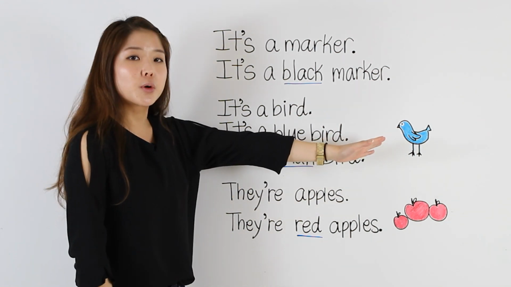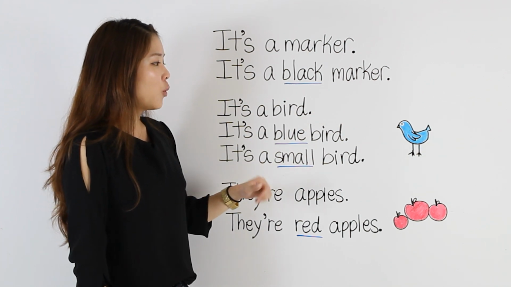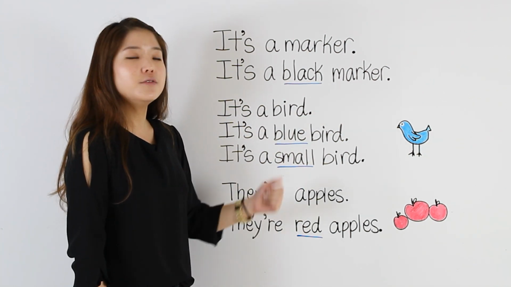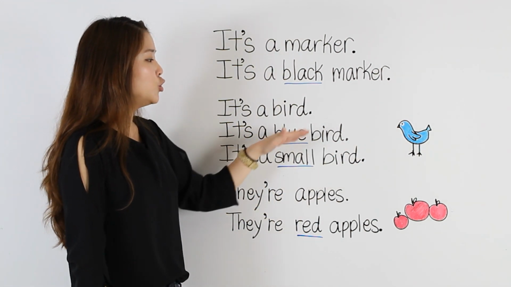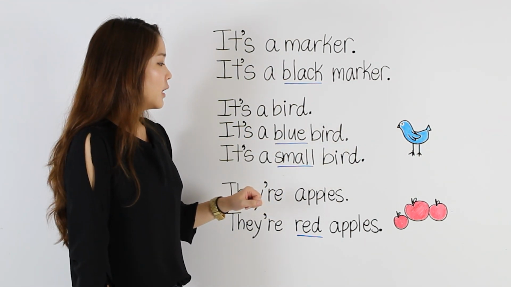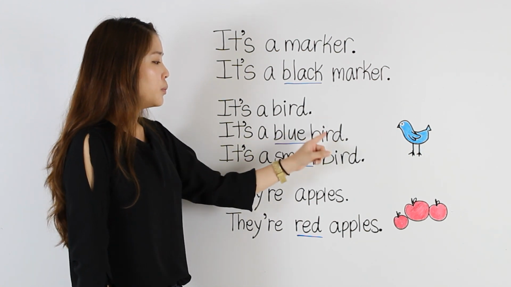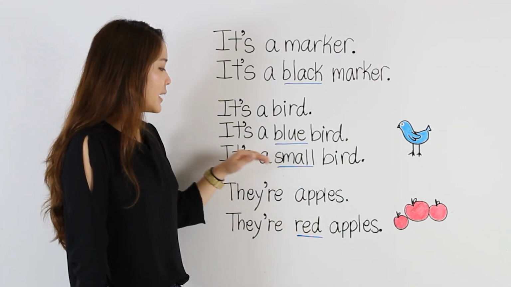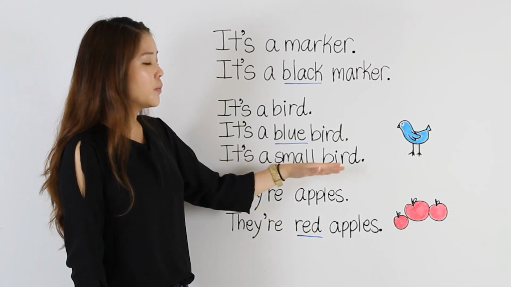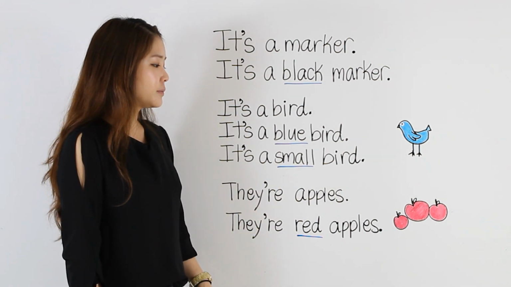Okay, let's try the next one. Here we have a bird, so it's a bird. Okay, I want to use another adjective to describe the color. So I'm going to say it's a blue bird. Again, you have to put the adjective after the article before the noun. I can also describe its size. It's a small bird. Small is another adjective.